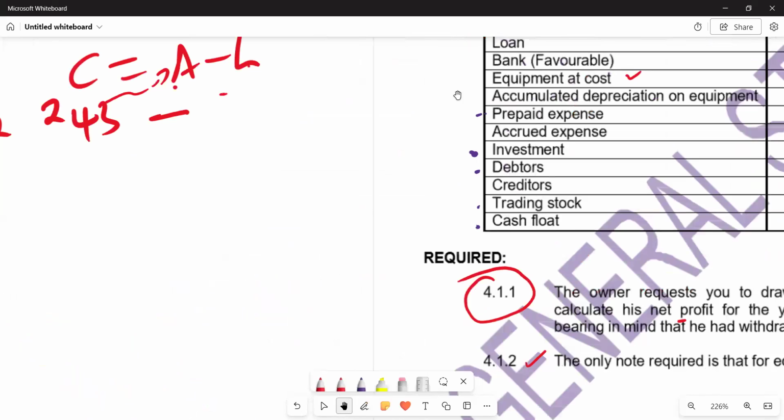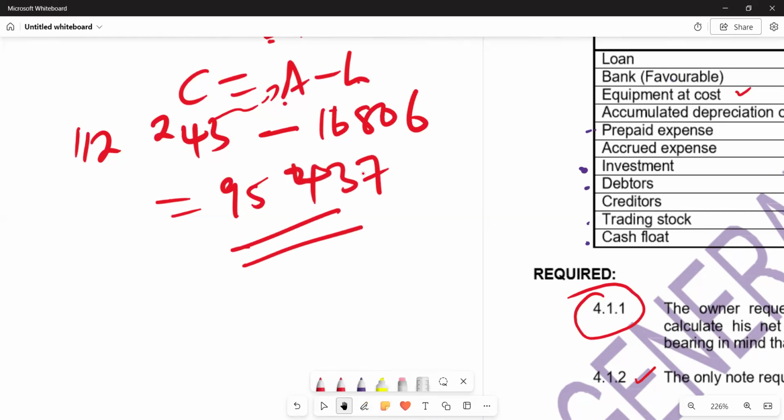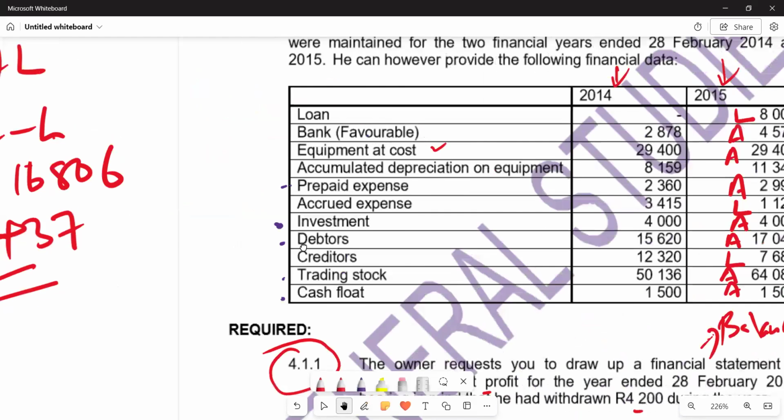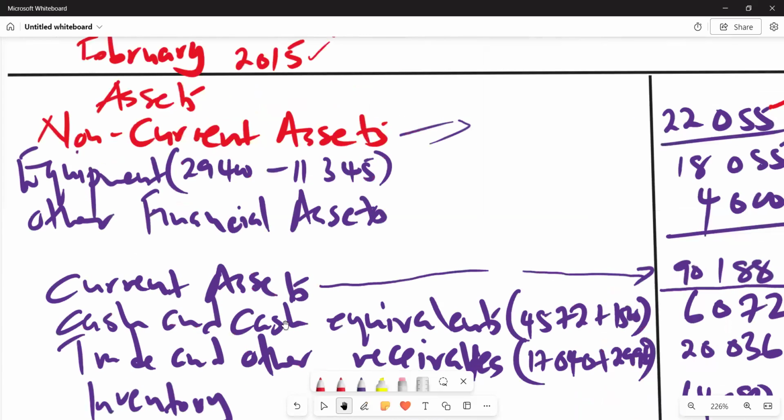So we subtract it here, 16,806. And then we do that. The final answer that we are supposed to do, after saying 112,243 minus 16,806, you're going to get your 95,437. So this is your closing capital figure that you are supposed to find in your balance sheet.